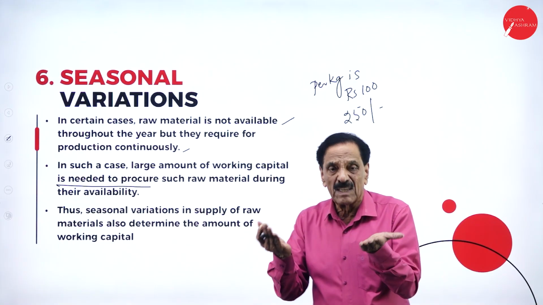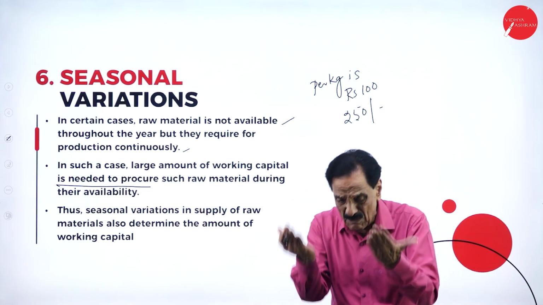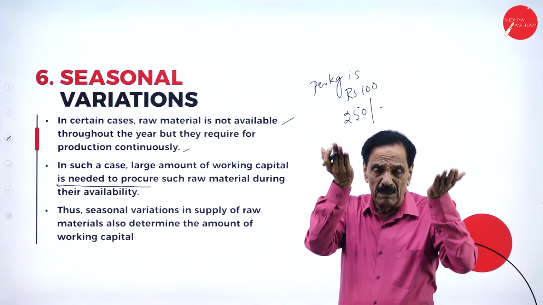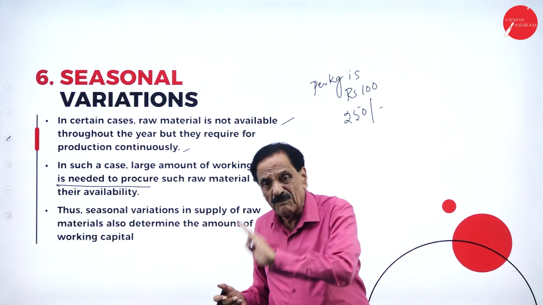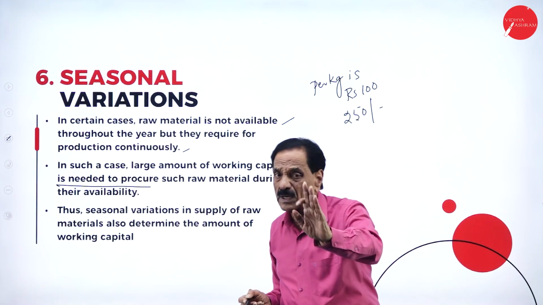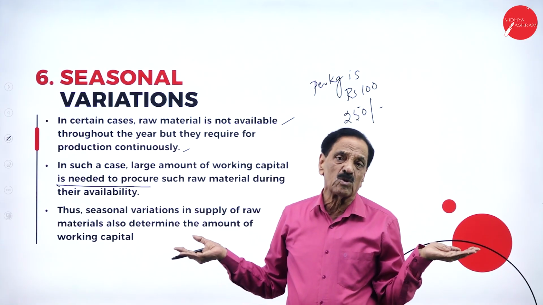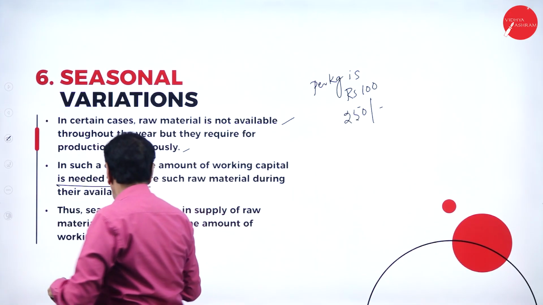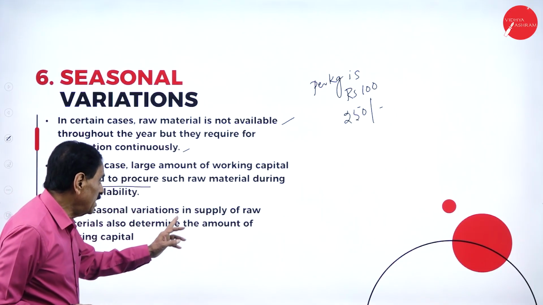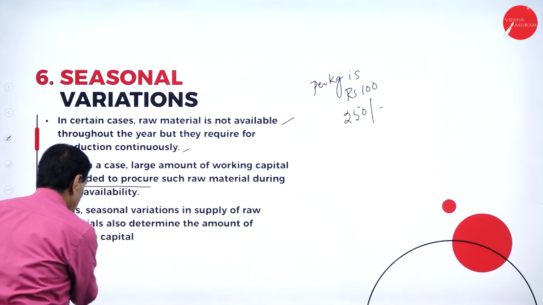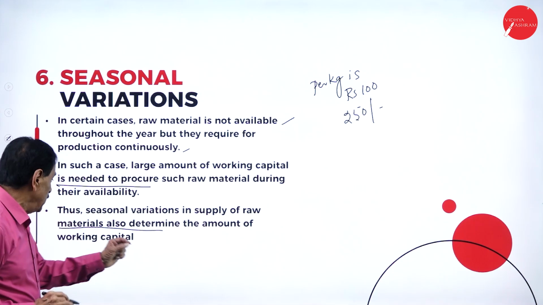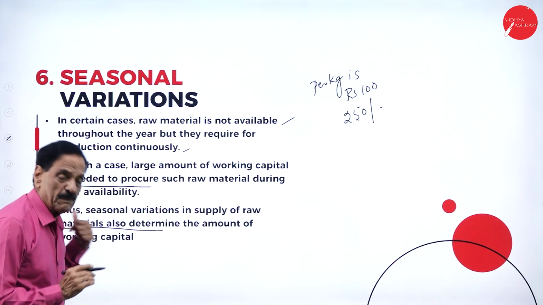So in the seasonal variation, we require more working capital to purchase the raw material. If it does not purchase the raw material, your production stops. When the production stops, automatically the factory has to be closed down. So seasonal variation in supply of raw materials also determines the amount of working capital.